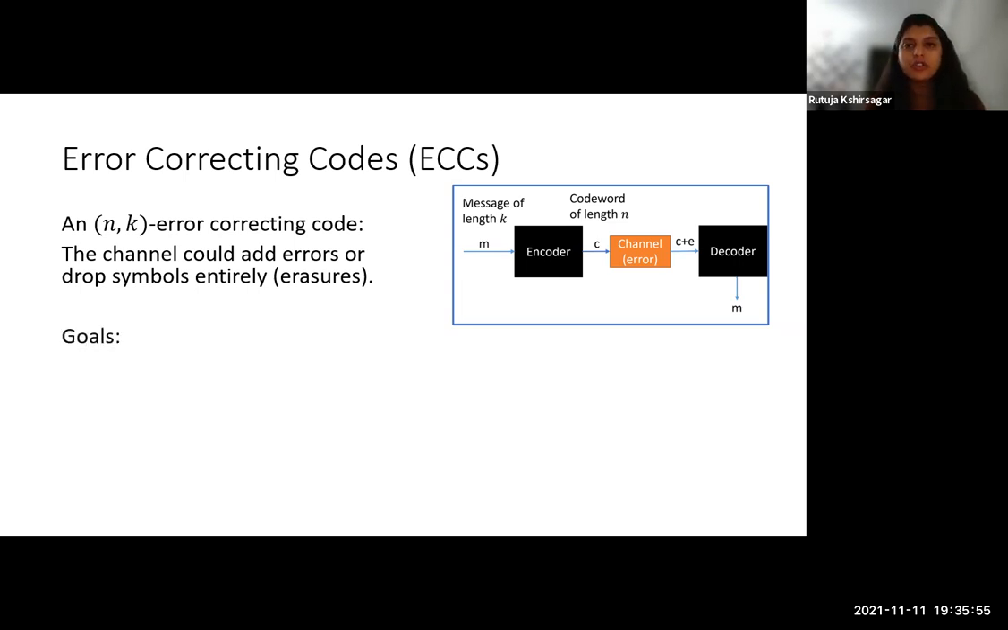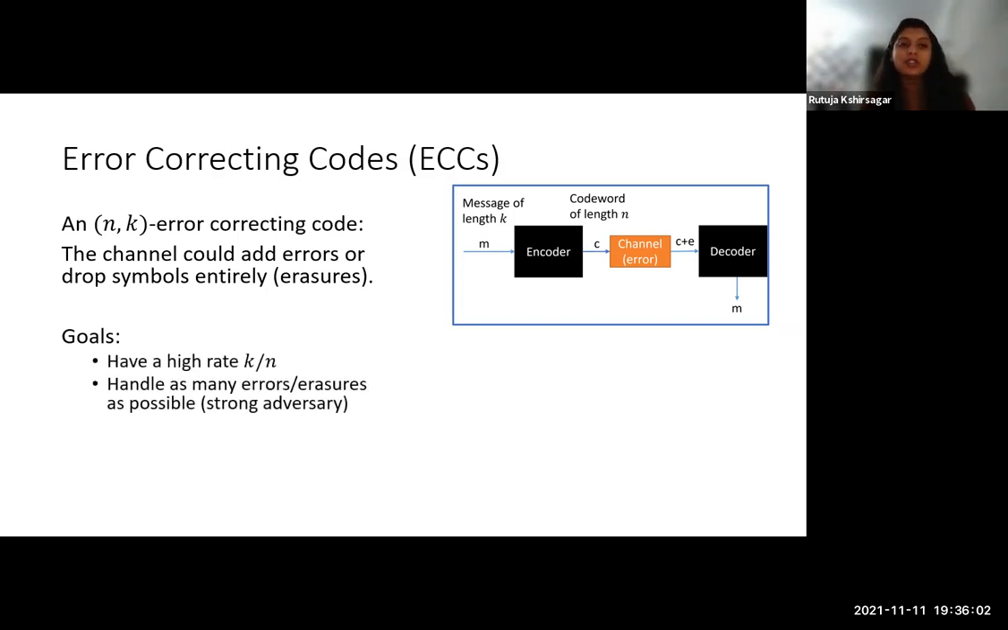Now, major goals of constructing error correcting codes are the following. It is ideal to have the rate of the code as high as possible. The rate essentially is the ratio of the length of the message to the length of the code word. Moreover, the decoding algorithm for such codes should be able to handle the maximum number of erasures or errors that happen during transmission. Error correcting codes find applications in several places.